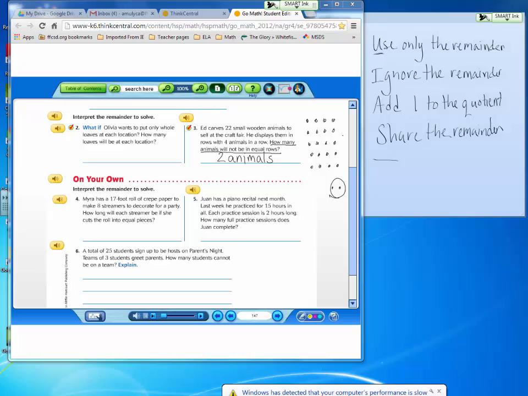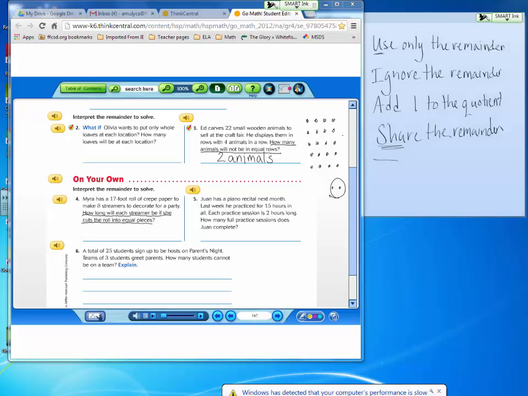If we look at number 4, it says Myra has a 17-foot roll of crepe paper to make 8 streamers to decorate for a party. How long will each streamer be if she cuts the roll into equal pieces? So the way this question reads, I'm not going to have any little pieces that I'll cut off and throw away. I'm going to be sharing the remainder with each of my 8 pieces.